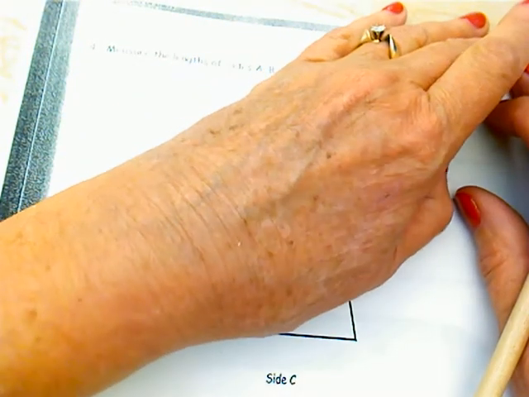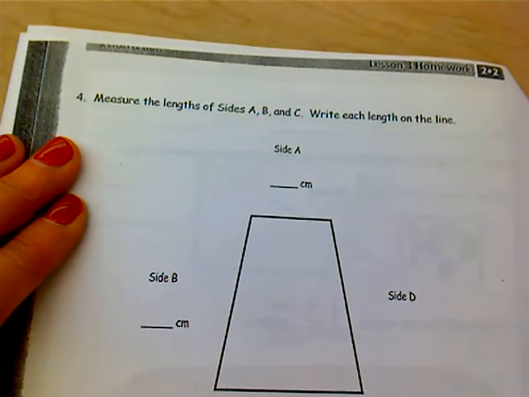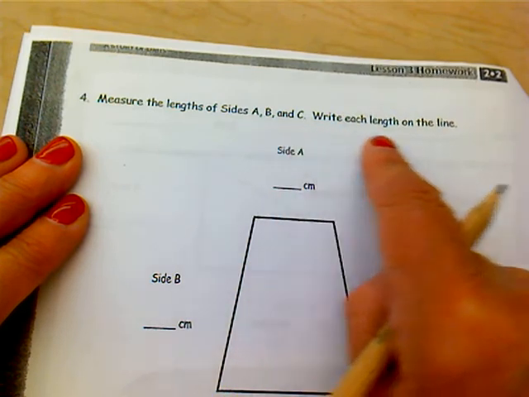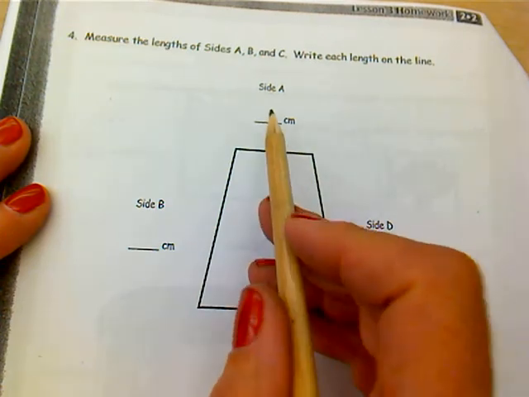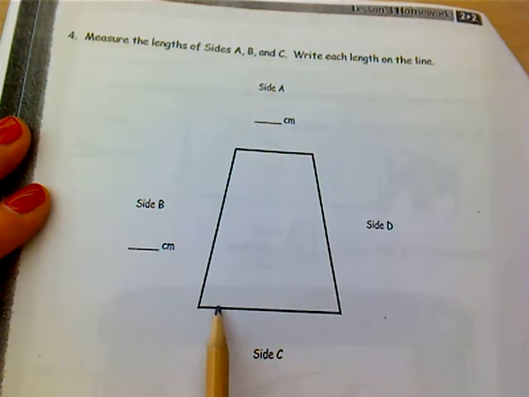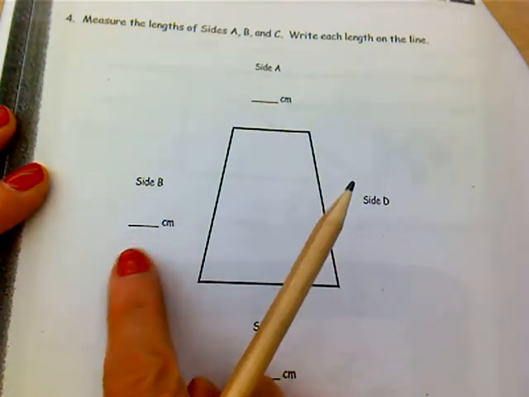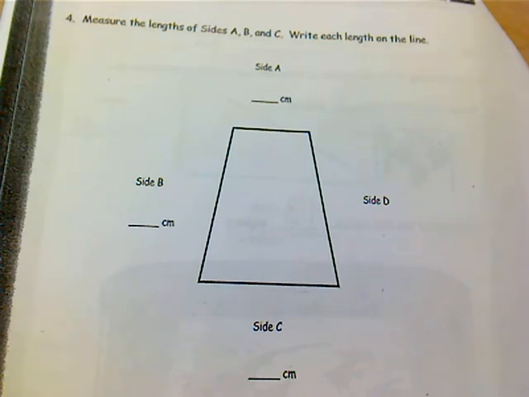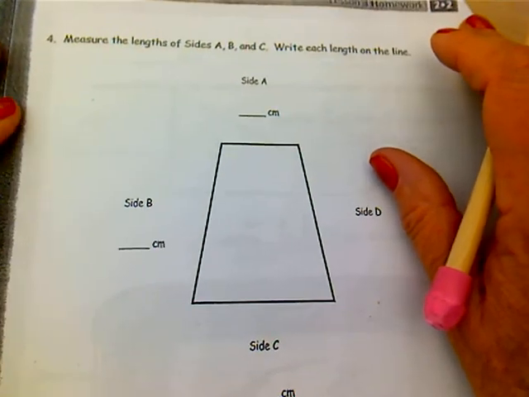All right, so measure the lengths of the sides of this trapezoid on side A, B, and C, and then write the lengths on the line. So we have the top of the trapezoid is side A, the bottom of the trapezoid is side C, and this side of the trapezoid is side B. So a trapezoid is a triangle that looks like the top of it has been cut off. It's called a trapezoid. And we'll be learning more about those at another time.